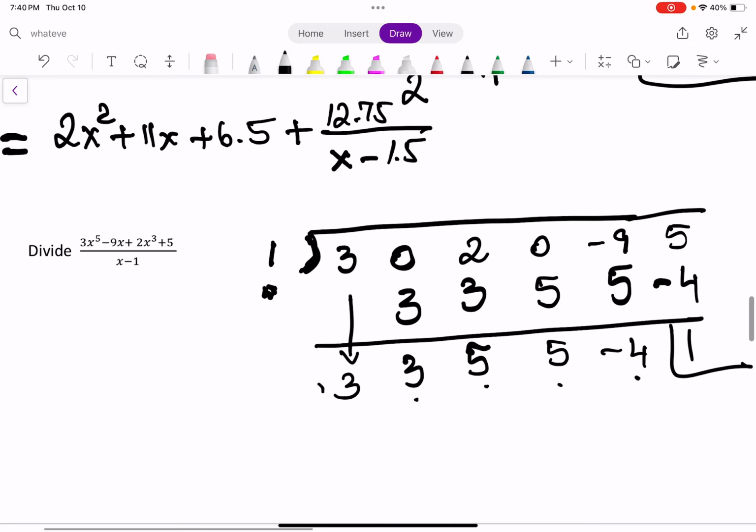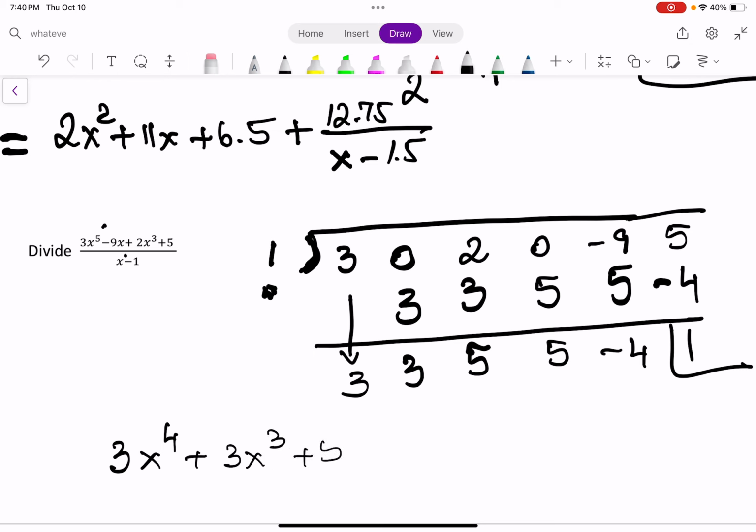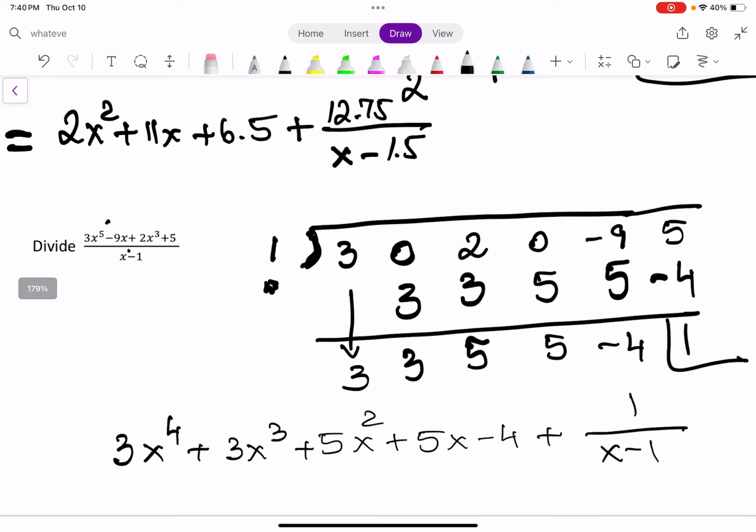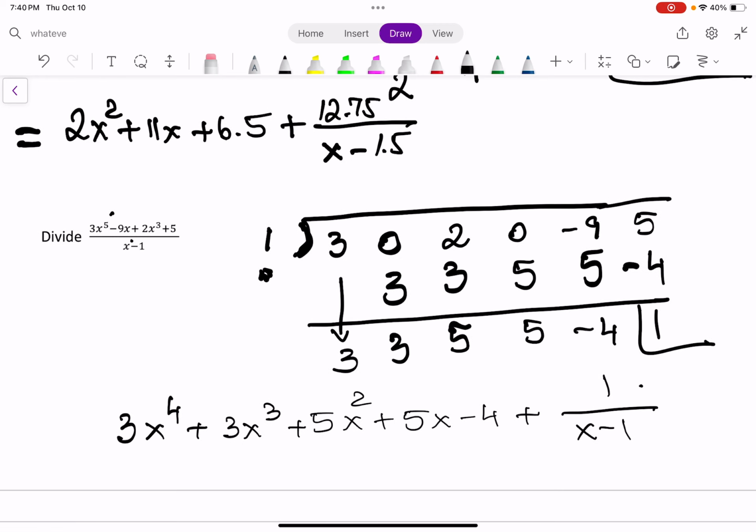Easy, very fast. Okay, so my answer is going to be a 3x to the what power? 5 minus 1 is 4, plus 3x to the third, plus 5x squared, plus 5x minus 4, plus 1 is left over to be divided by x minus 1, but that's the end. So again, the remainder has to be written over the divisor. That's what's left over to be divided, but it's just too small. Okay. All right.